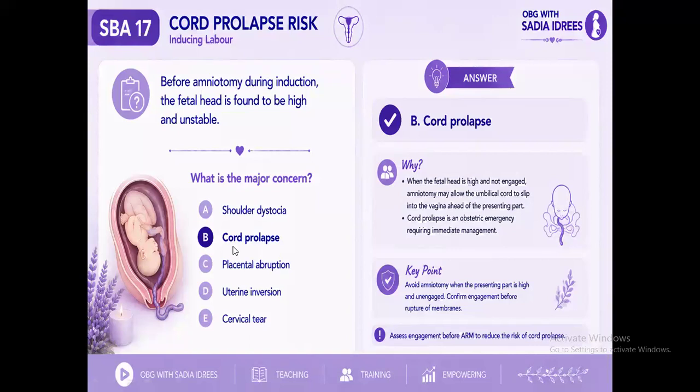This gives you a beautiful exam connection. Question 7 asked, what do I assess before induction? And question 17 asked, why does the assessment matter? Because a high unstable presenting part plus ARM can equal cord prolapse.